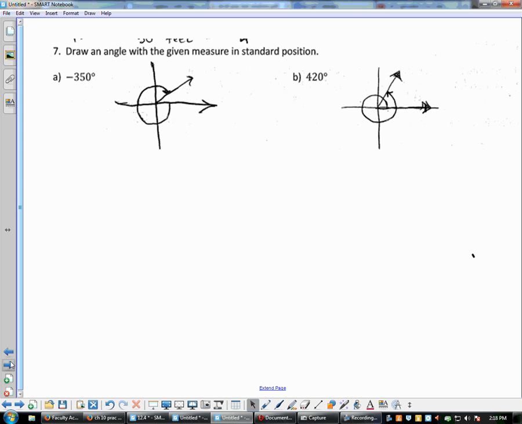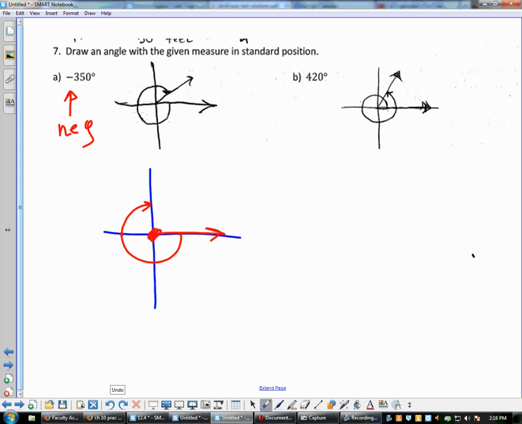Draw an angle with the given measure in standard position. If you're trying to draw negative 350, that is a negative angle. So you are going to start off by always drawing your initial side. Start drawing your right side of your x-axis as your initial side. Since we have a negative angle, that means we want to go in a clockwise direction. How far do we want to go? Well, if I go this far, that's 180. I need to go further than that.